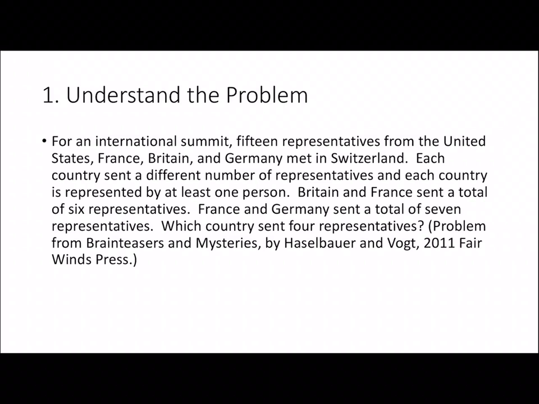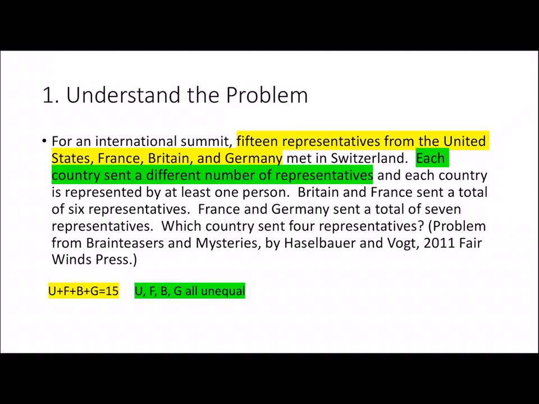Really, you've got to take this one piece by piece, and I really recommend listing out all of the conditions in the problem. I did that here. So notice we've got 15 representatives from the United States, France, Britain, and Germany. So U plus F plus B plus G equals 15. We've got each country sent a different number, so U, F, B, and G are all unequal to each other. Each country is represented by at least one person, so U, F, B, and G were all at least one.